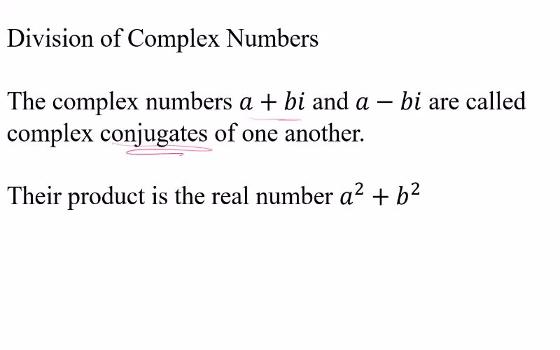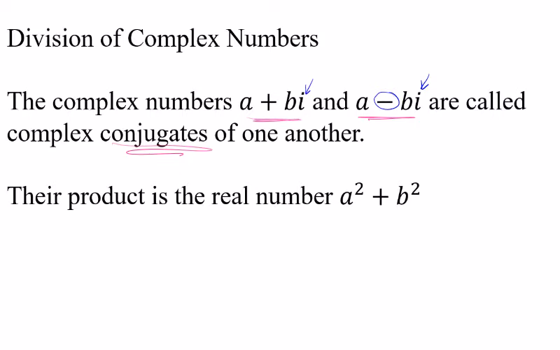So remember, it's when you have a binomial and you keep the same two terms, but you change one sign. So instead of a plus bi here, we have a minus bi. Those are complex conjugates of each other. So just like conjugates we've seen before, except now we're dealing with complex numbers, because they have a real component and an imaginary component.